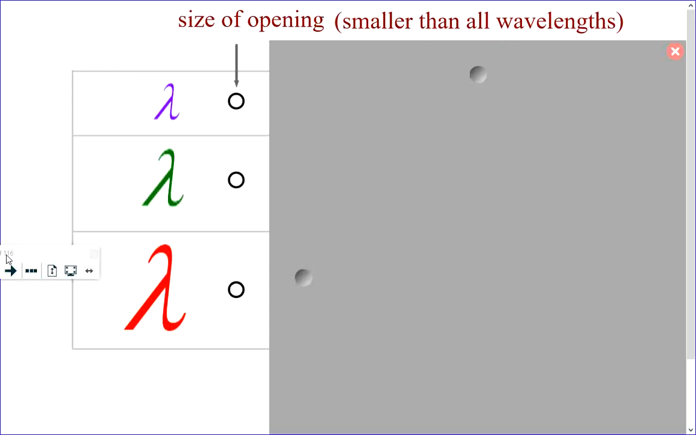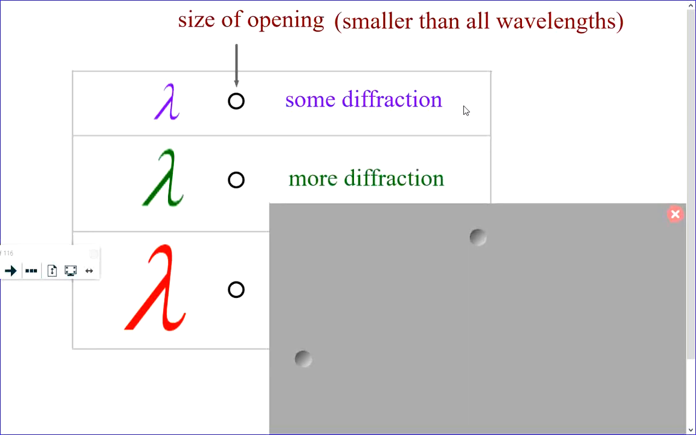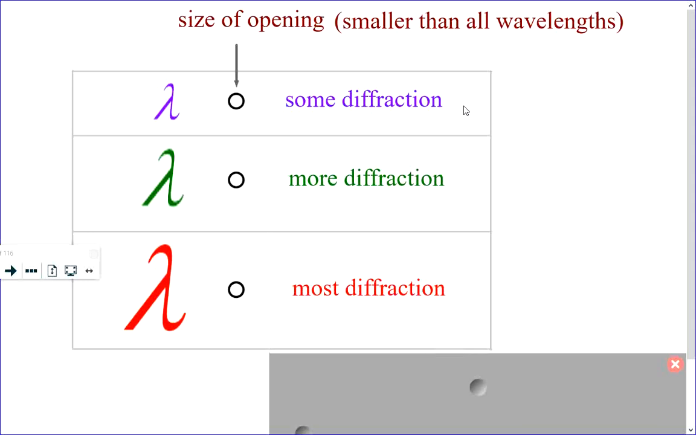But when the first wave with a relatively small wavelength goes through the opening, it will diffract because the opening is smaller than the wavelength. When the second wave goes through that same opening, it will diffract, but it will diffract more because the size of the opening is smaller than the wavelength by a greater amount. And when red light goes through, well, I'm talking about light here, I'm kind of jumping the gun, but when the wavelength that's very long goes through a very tiny opening, there will be the most diffraction.